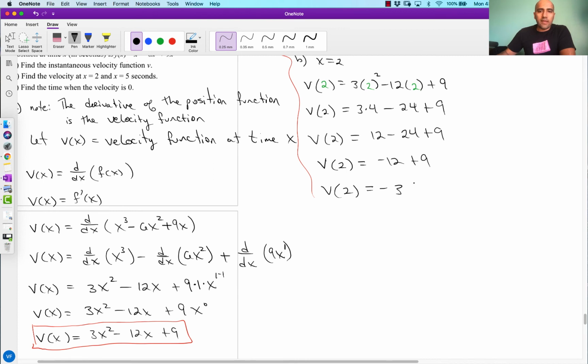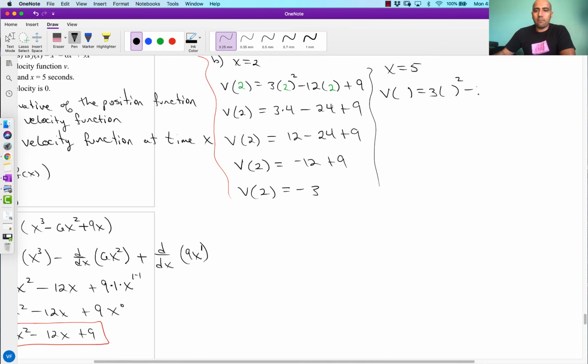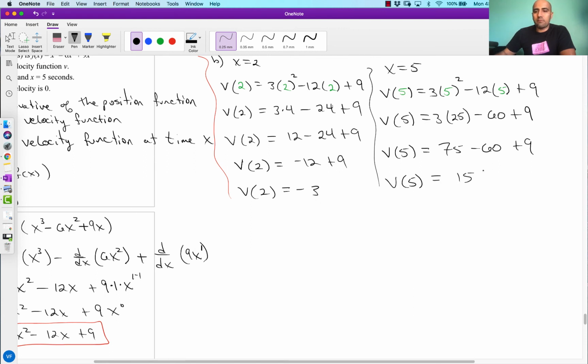Okay, and then the other one was when x equals 5. So now when x equals 5, we'll have v of blank equals 3 times blank squared minus 12 times blank plus 9. And this time that blank is going to be a 5. So put a 5 there, a 5 there, a 5 there. And so we get that v of 5 equals 3 times 25 minus 60 plus 9. So v of 5 equals 75 minus 60 plus 9, which is 15 plus 9, or v of 5 equals 24.